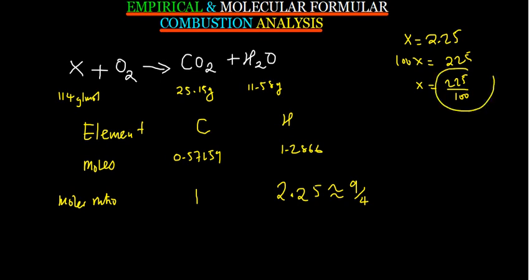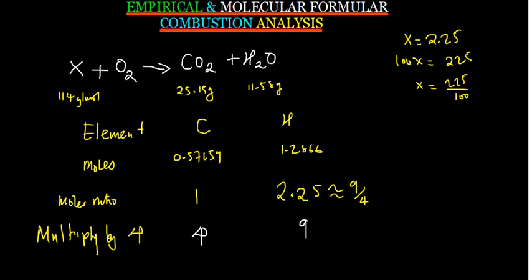You simplify this fraction here, meaning that you are going to multiply by a factor. That's the next step. Multiply by the number in the denominator, which is 4. So we're going to have 1 times 4, which is 4, and 9 over 4 times 4, that is going to be 9. That means the empirical formula is going to be carbon 4, hydrogen 9. This is the simplest whole number formula.